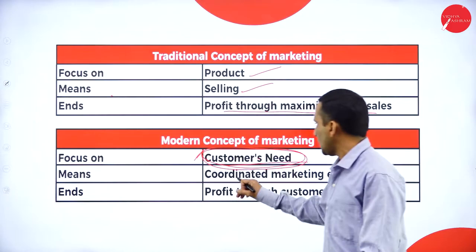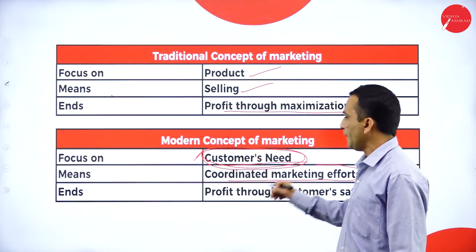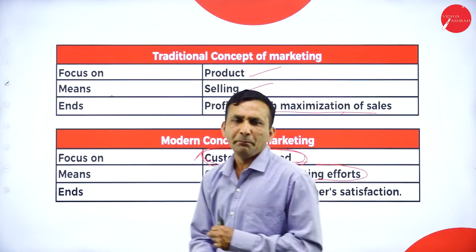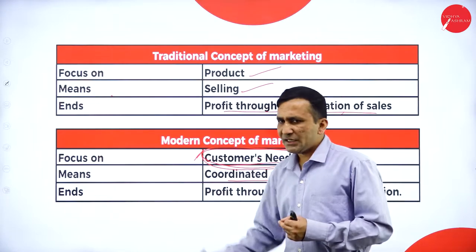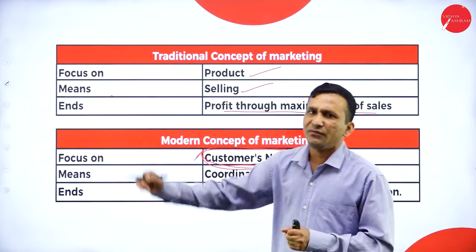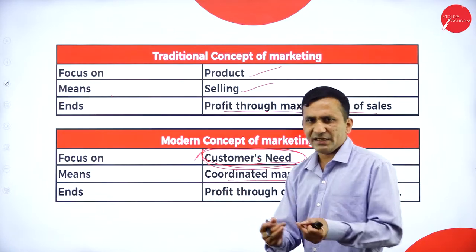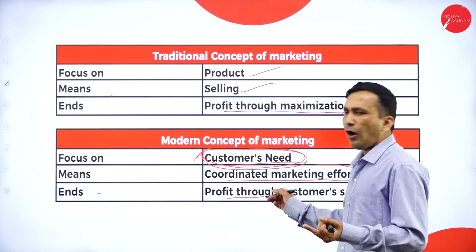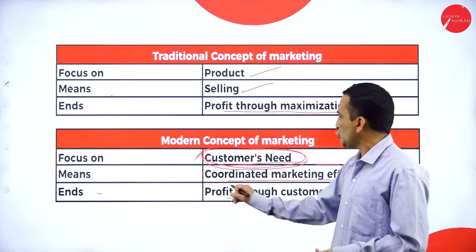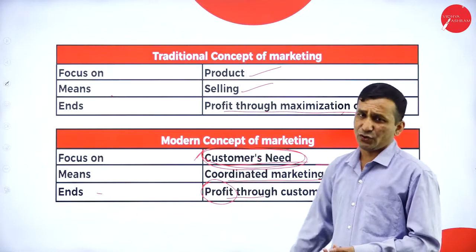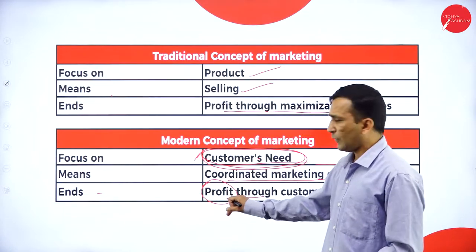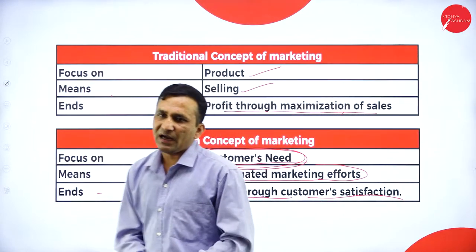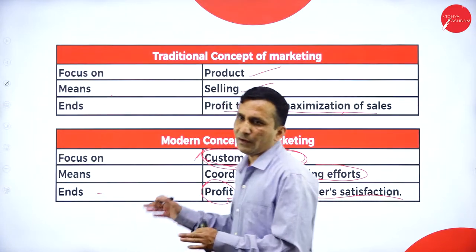And that means coordinated marketing effort, because unless we coordinate with the buyers, we cannot sustain in modern marketing for a long period. That's why we need to coordinate. Marketing effort will be coordinated, which will end with profit. Obviously, any business starts with the main motto of how to maximize profit. But now you are focusing on profit through customer satisfaction. If your customers are satisfied, it is definitely very important for modern marketing.